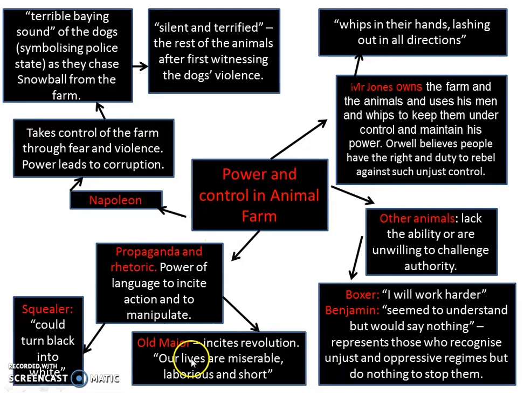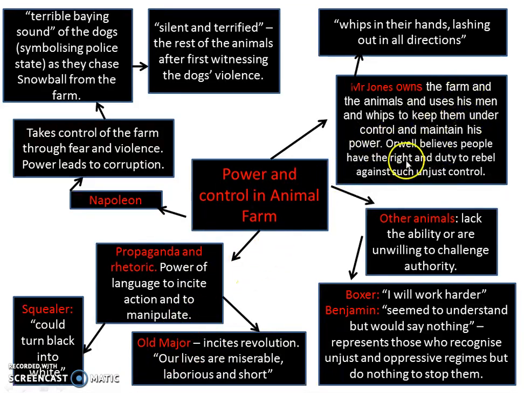Old Major, and again, just like with all of this person's mind mapping, it's a bit more sensitive, a bit more aware. The Old Major, he wants to overturn the power. Yeah, he's not a negative character in the sense of Napoleon, but he does want to overturn the existing power structure. So he does summarize what happens when you're under someone's power. Our lives are miserable, laborious and short. So it is to do with power and control.